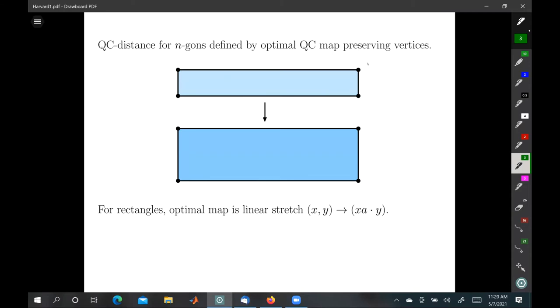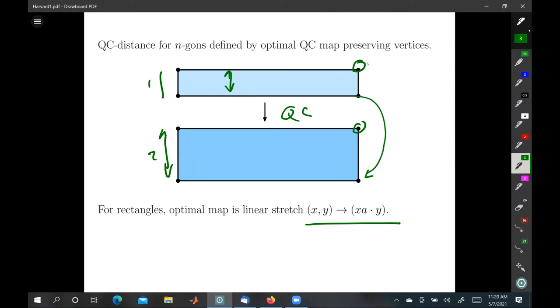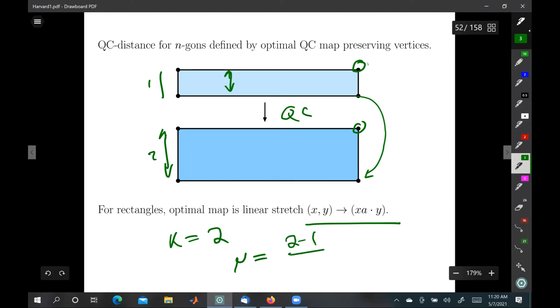Okay. Now, we can use this to define a distance between our polygons, which is very convenient for what I have in mind. It is the best dilatation of a QC mapping between the polygons that preserves the vertices. So vertices have to go to vertices, okay? For something like a rectangle, there's an obvious stretching map in which you're simply expanding one direction and keeping the other one the identity. That turns out to be the optimal mapping. And so if this thing was one and this was two, then the best K you could get would be two here, and the corresponding mu would be two minus one over two plus one, which is a third. And so the distance between these would be a third.